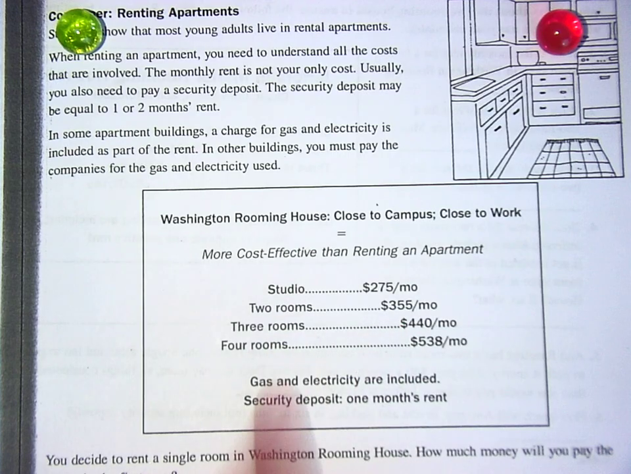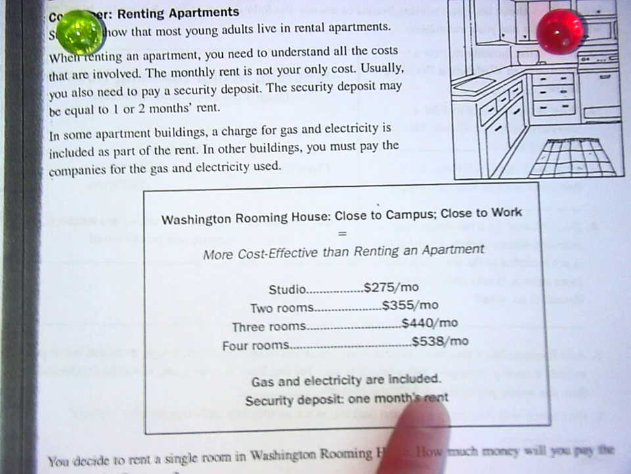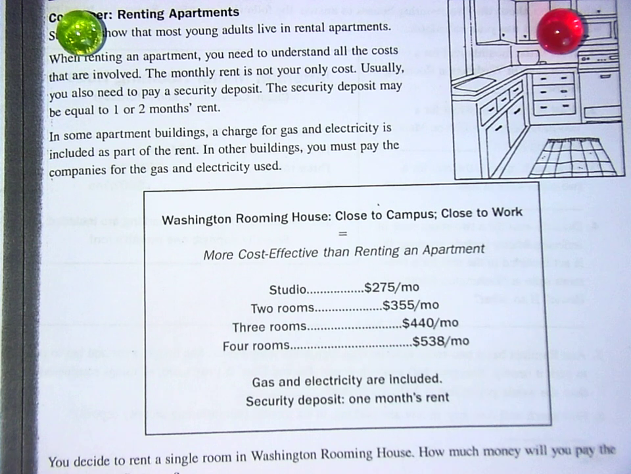So 2 rooms, 3 rooms, 4 rooms. It says gas and electricity are included. Security deposit, 1 month's rent. Remind me again what a security deposit is? In case you break anything.